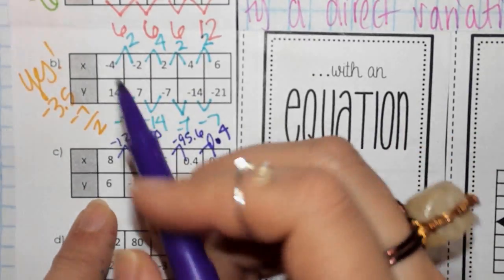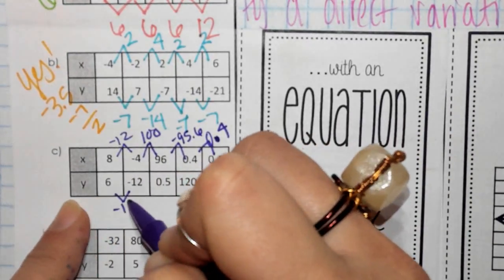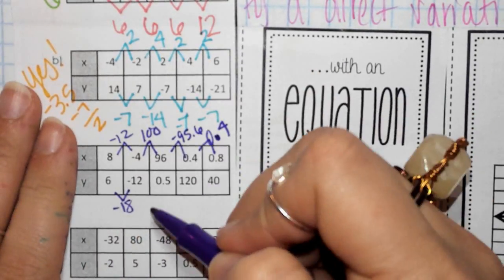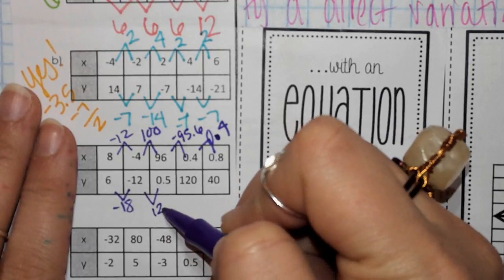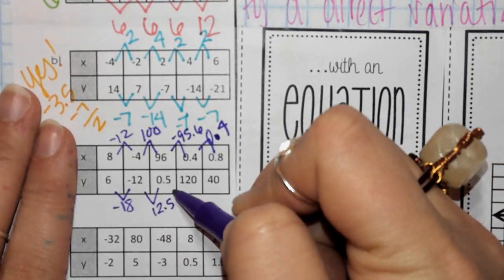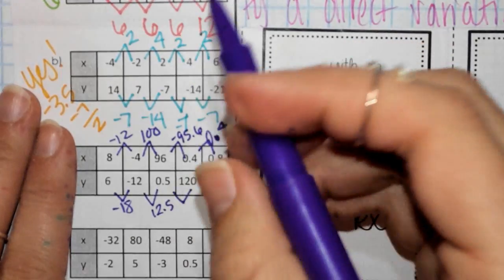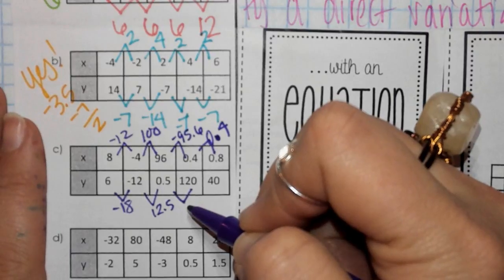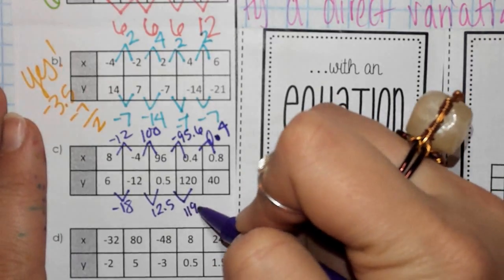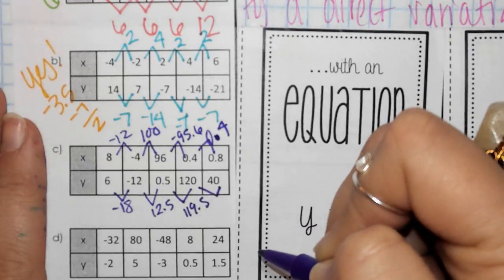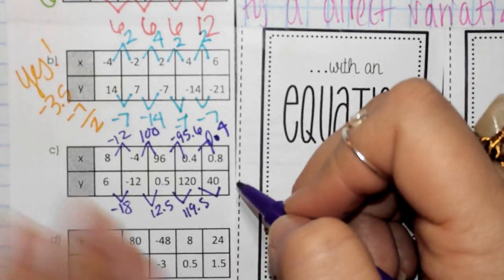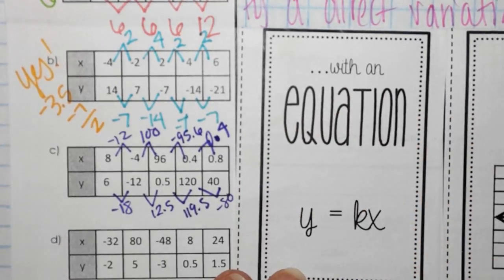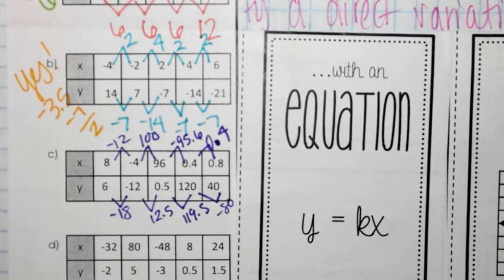All right, what's negative 12 minus 6? Negative 18, right? What's 0.5 minus negative 12? What's 120 minus 0.5? And what's 40 minus 120? Dude, you have a calculator in front of you. Subtract.